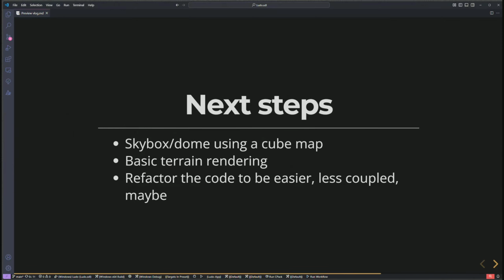So that's the next step, is getting the skybox or a sky dome set up using a cube map, which is very simple from my past experience because I did do that before. And a basic terrain rendering. So no optimization, just a plain grid. And then if I have more time, I will refactor the whole thing to be less coupled with the renderer class to fix that.